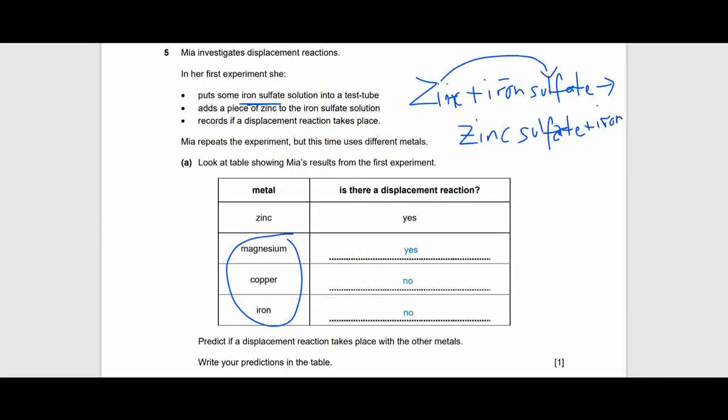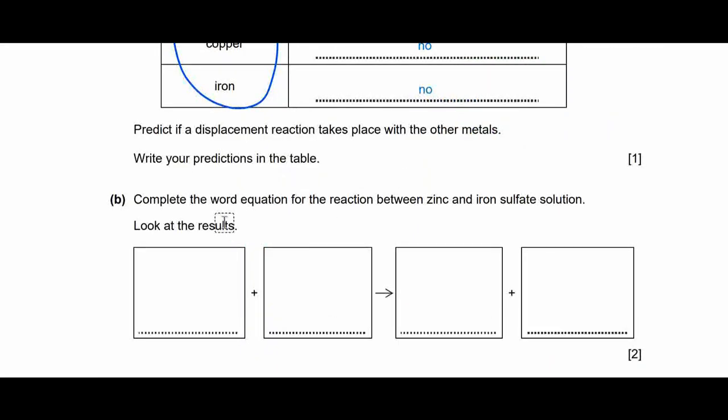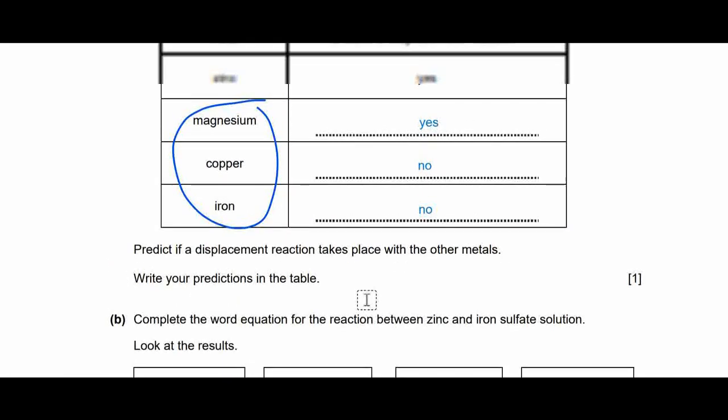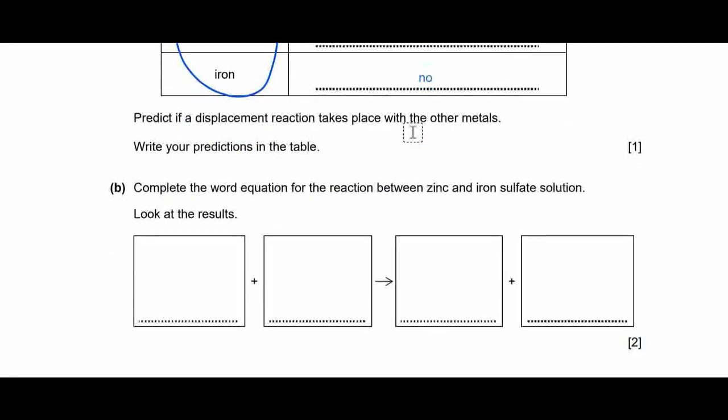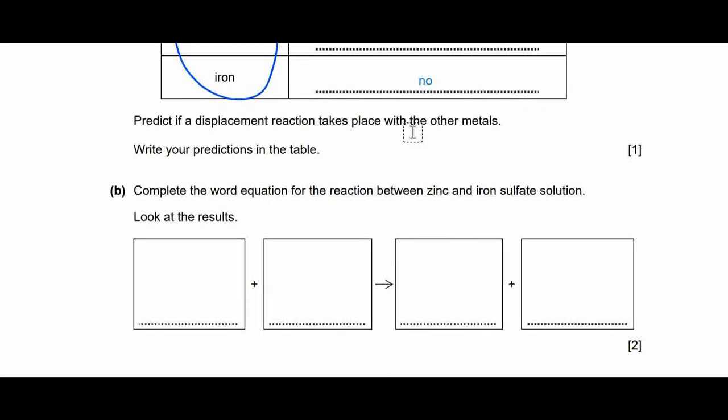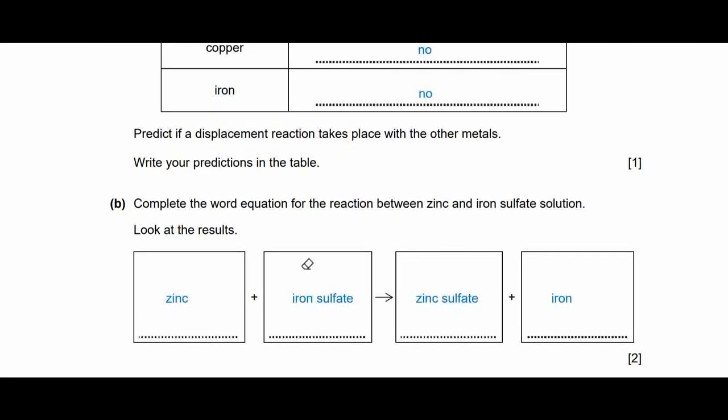Next, we move on to question B. Complete the word equation for the reaction between zinc and iron sulfate. Look at the results. Zinc and iron sulfate, there's a reaction, so we have to complete the equation according to that. 10 seconds. Have you finished and got your answer? Let's open up the answer. Zinc plus iron sulfate gives zinc sulfate plus iron. So that will be the answer.